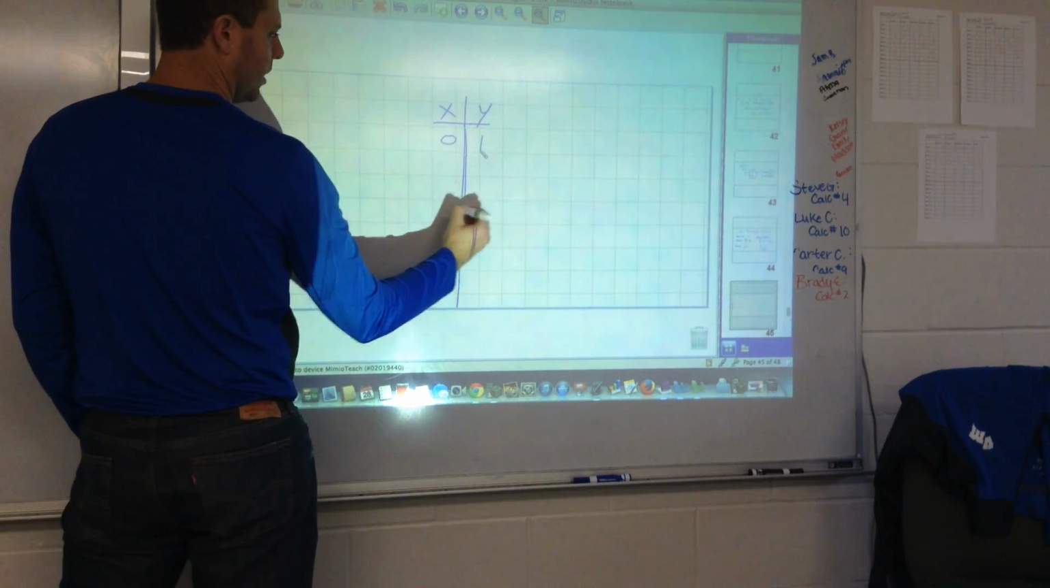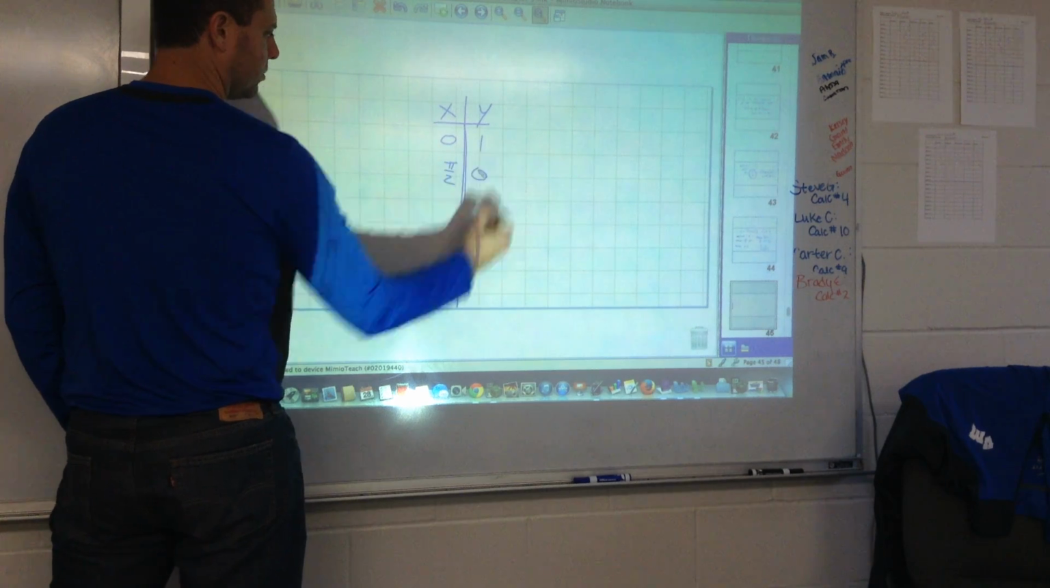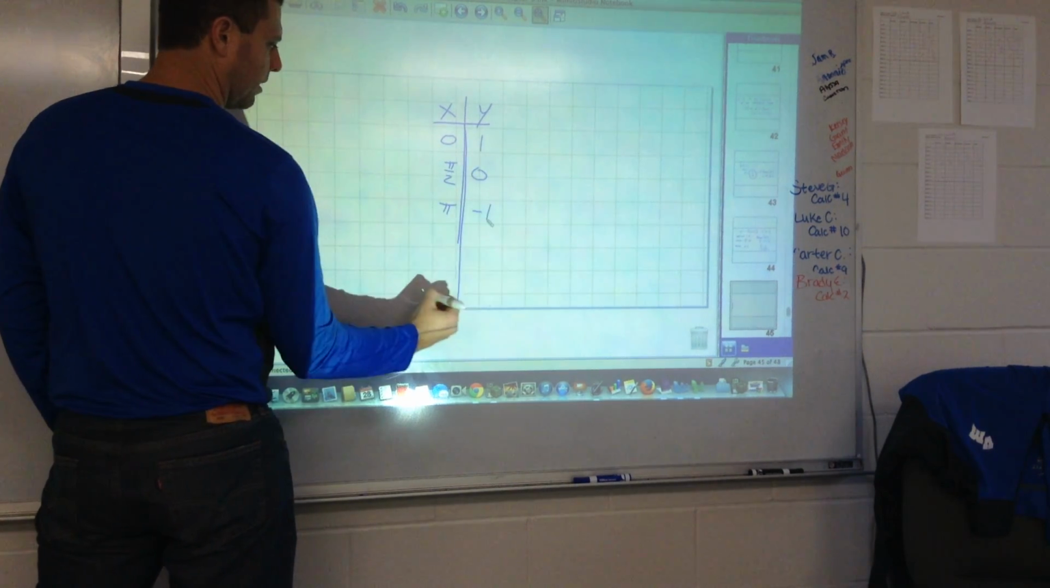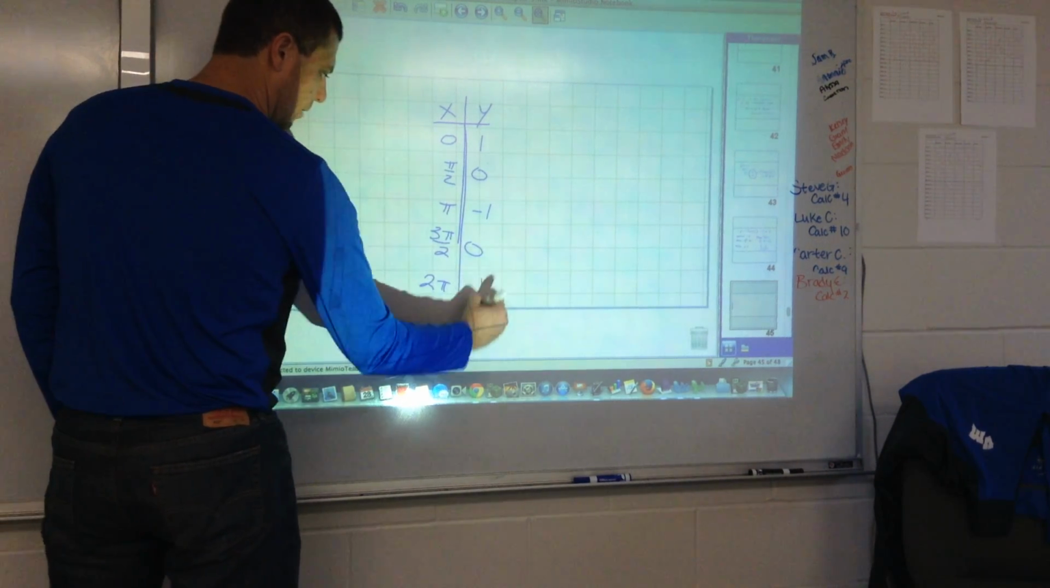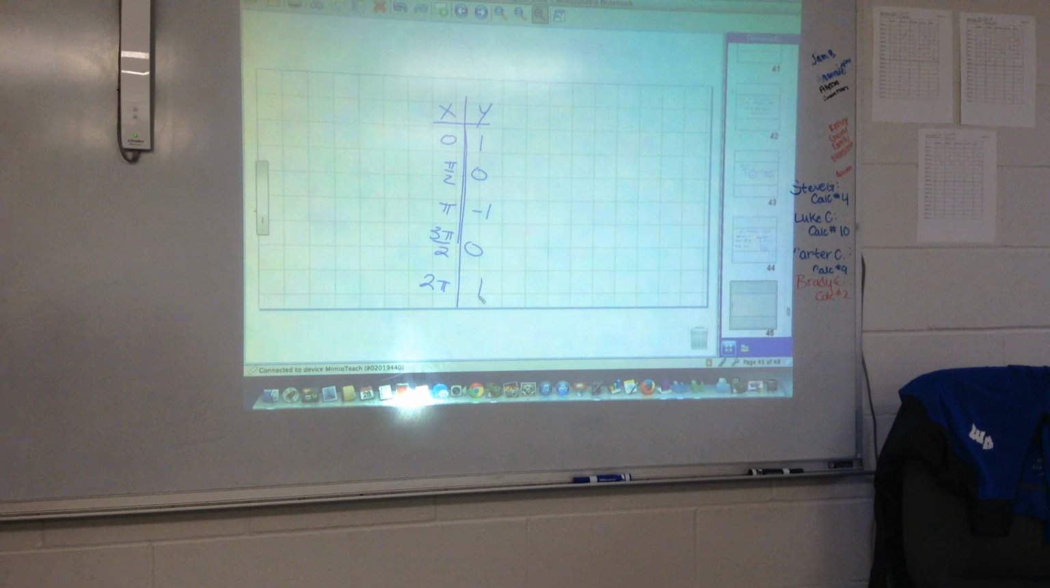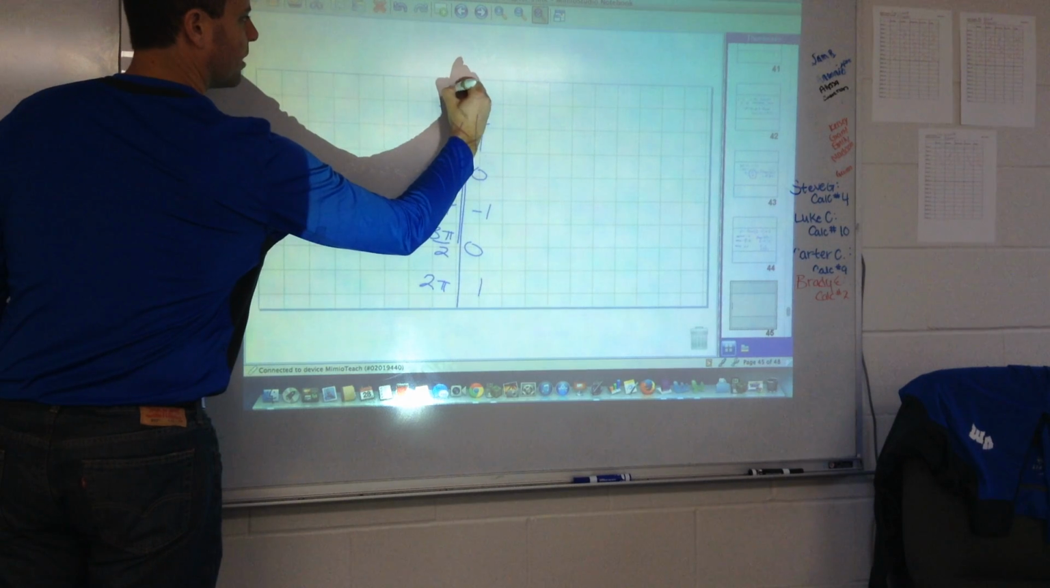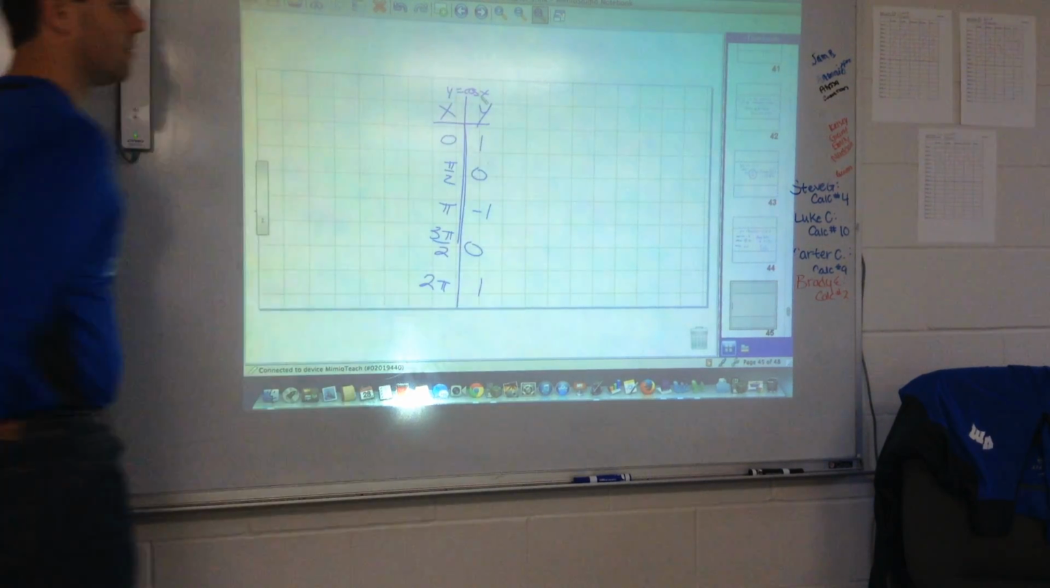So 0, 1, pi over 2, 0, pi, -1, 3 pi over 2, 0, 2 pi, we're back to 1. That would be my regular cosine graph, right? Yep. If you don't like the table method, that's fine. There is a lot to keep track of without using a table. You can do it. I usually do it that way, and you guys can too. But it is a lot to keep track of, and so sometimes the table is beneficial. So this is just your regular cosine graph. Okay?